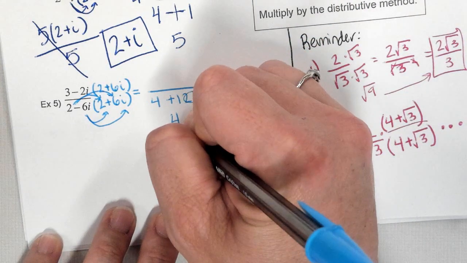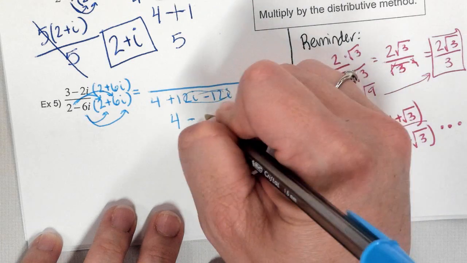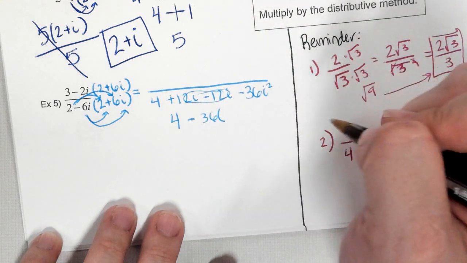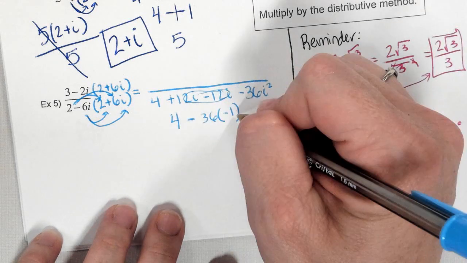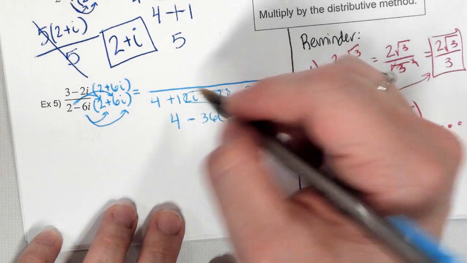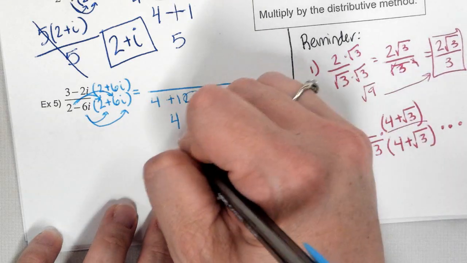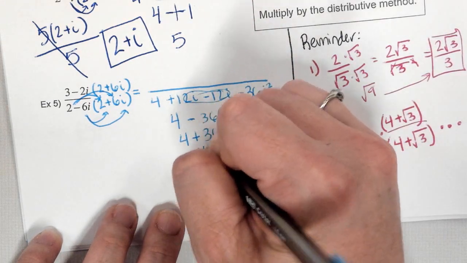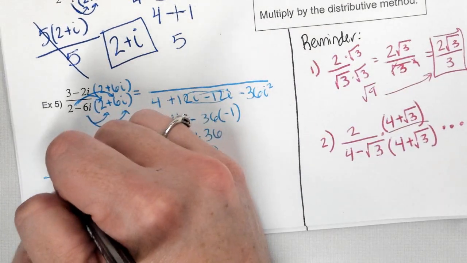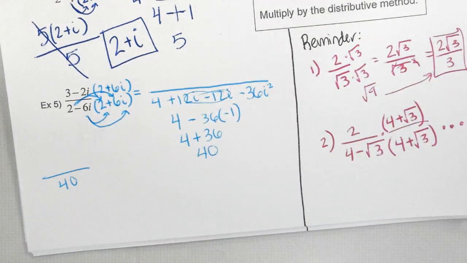And I have 4 minus 36 times what's i squared equal? Negative 1. Now, you can actually type this in your calculator just like this if you want to, but what's negative 36 times negative 1? Positive 36, which gives me 40. So I know that my denominator is 40. Everybody okay with the denominator? Okay, so now let's multiply the top.